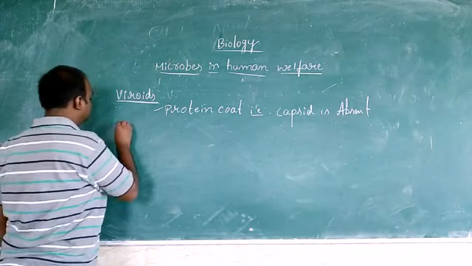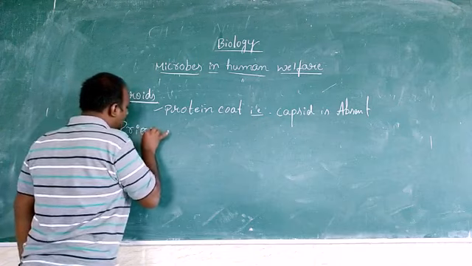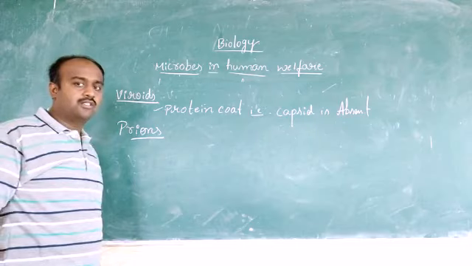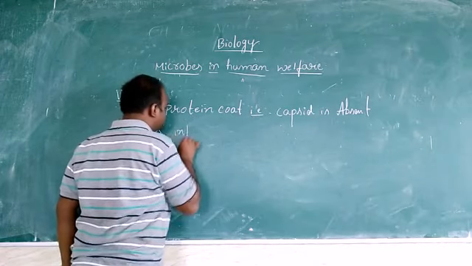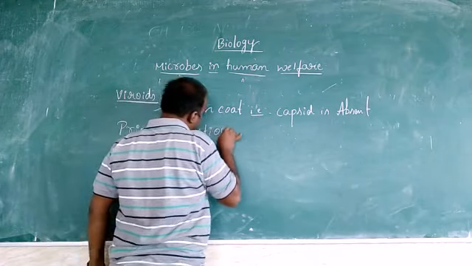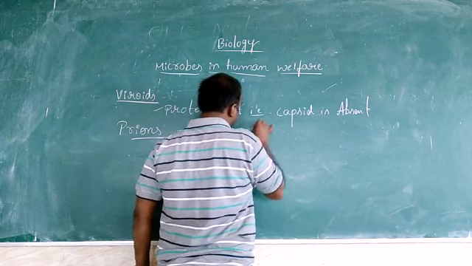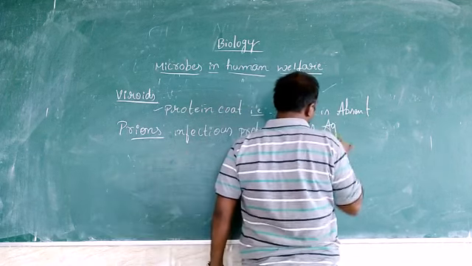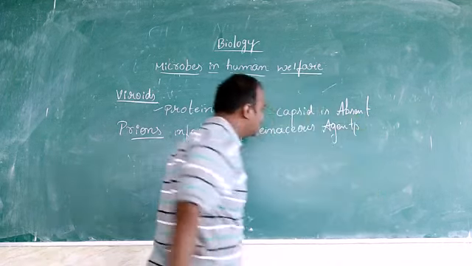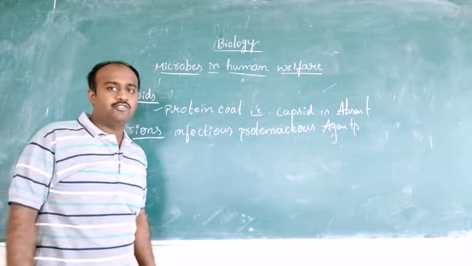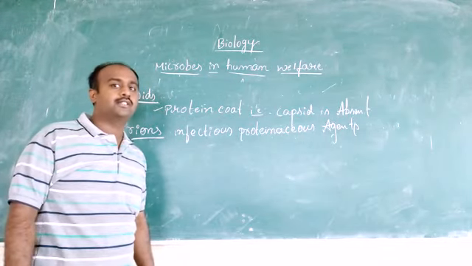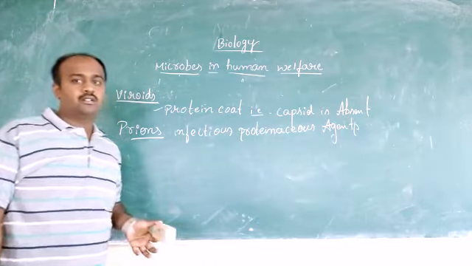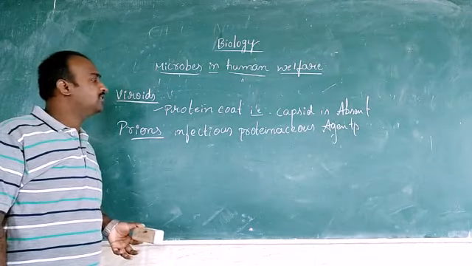And the third one is prions. We already know about prions. Prions are infectious proteinaceous agents. Okay, this is about general things before we start with the chapter.